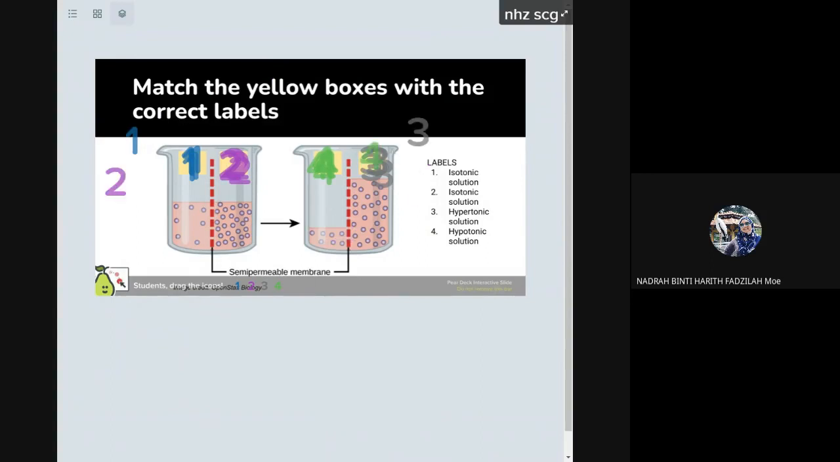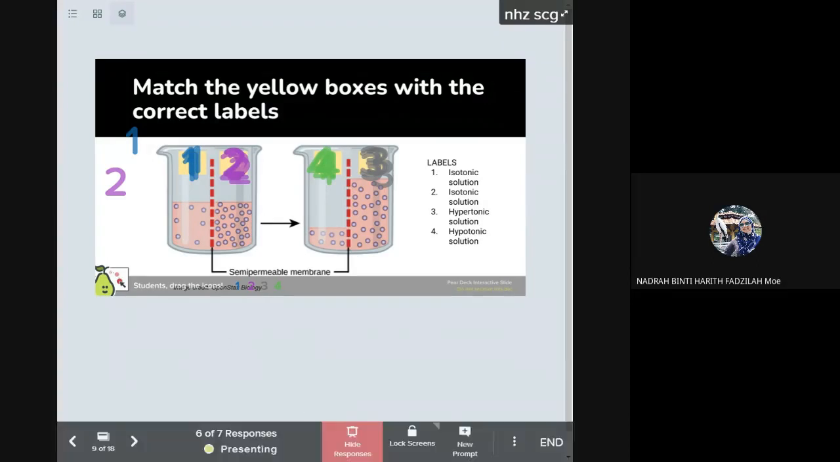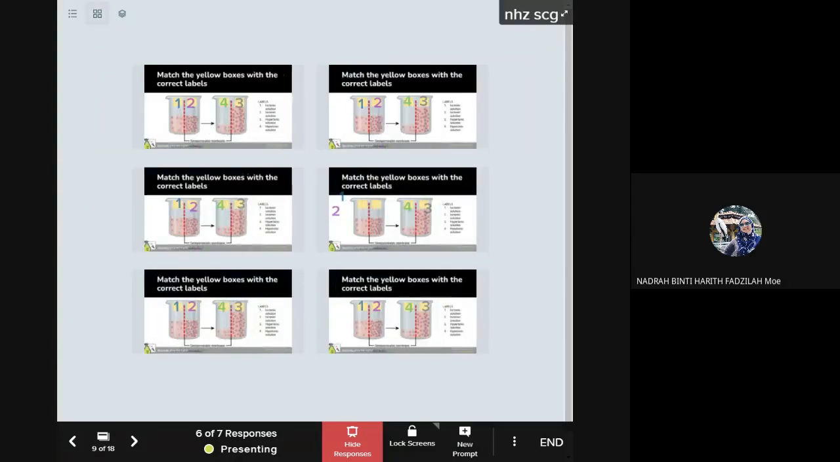solution, okay, solution number one. Okay, sekejap ya. Okay, solution number, okay. One is isotonic solution, two is isotonic solution, three adalah hypotonic solution, hypertonic solution, four adalah istilah hypotonic solution. Okay, mari kita tengok. In case kalau ada kekeliruannya. Okay, let me show you. Sekejap ya. Okay.